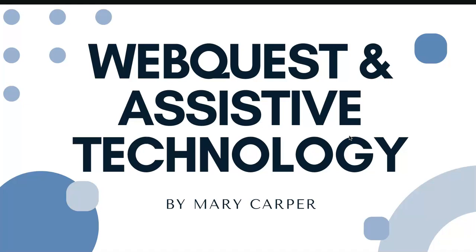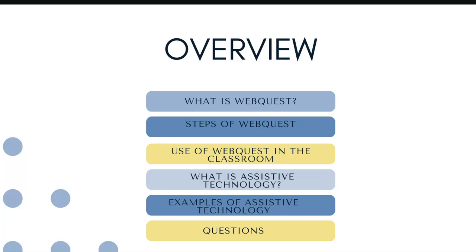So today we're talking about Webquest and assistive technology. So here's a quick overview of what I'll cover in this video. So first, I'll define Webquest, talk about the 6 steps of creating a Webquest. Then we'll go over an example and talk about how to use it in the classroom. And then next, we'll define assistive technology. I'll give some examples of it, as well as talk about its use in the classroom as well. And then I will show my few questions that I have for the discussion board this week.